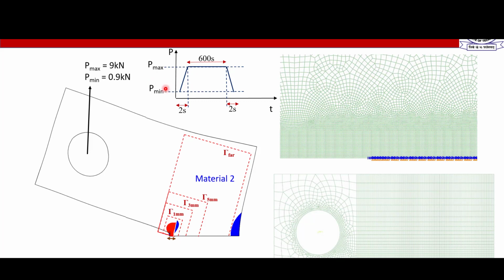in this fashion. So P minimum is 0.9 kilonewton and 9 kilonewton is the maximum load. 600 seconds is the holding period of time. Loading and unloading takes a time of 2 seconds. And the node release technique is simply, in each step you release one node, two nodes, or if you want to vary dA by dt, then you can calculate how many nodes you have to release in each step, so that you get whatever amount of dA by dt you want.